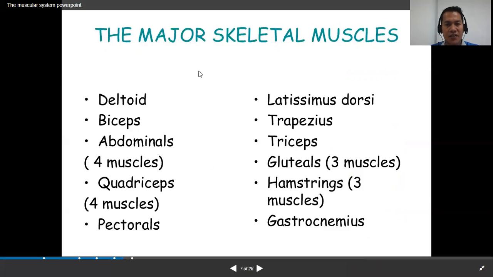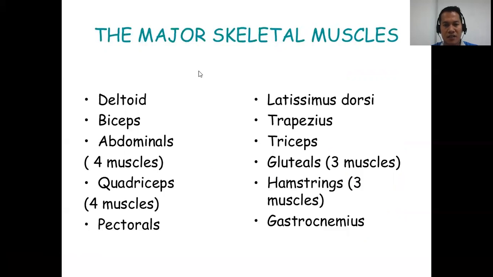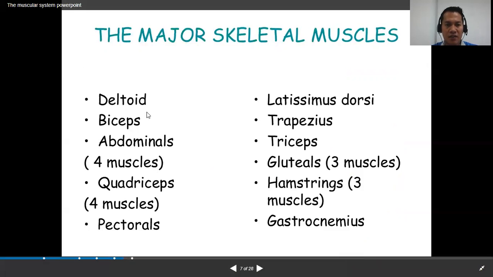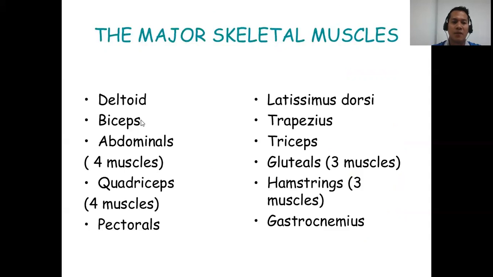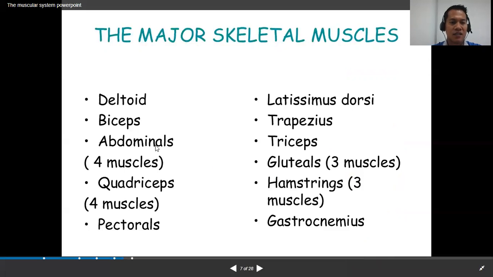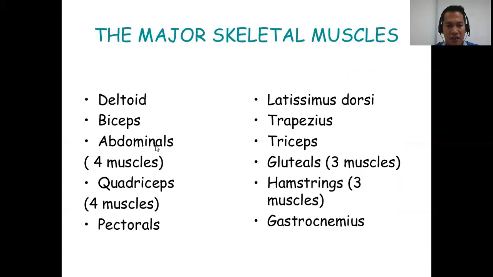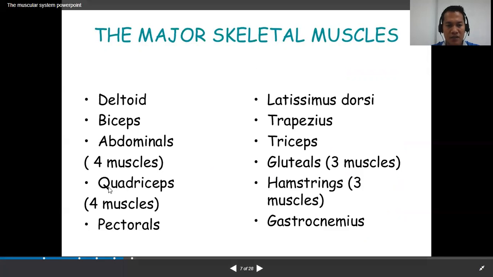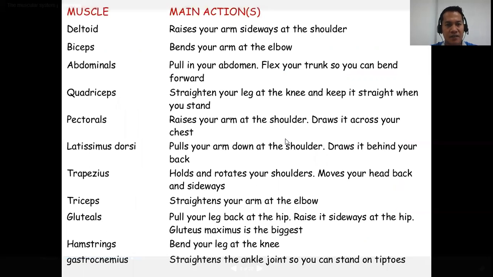These are all the major skeletal muscles. I'm not going to name them all. There are actually 600 plus, but these are some of the major ones. So deltoid, the shoulder muscle, bicep is your arm muscle, abdominals and the six packs. Okay, four muscles in there. Quadriceps, the muscles of your legs, and so on and so forth. And these are all some of the actions of the muscles. I'm not going to go through all of that.